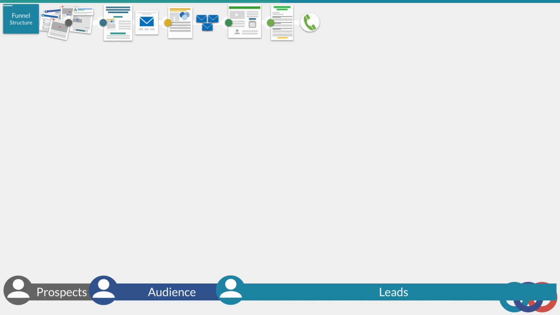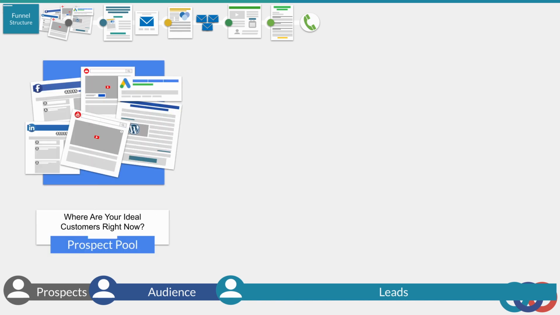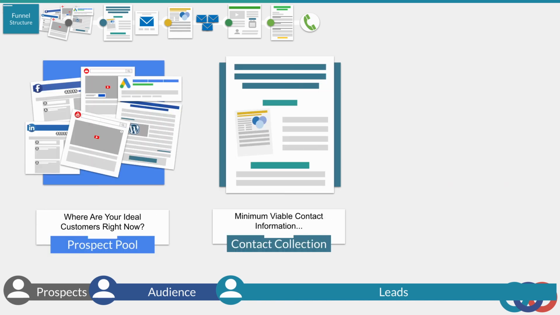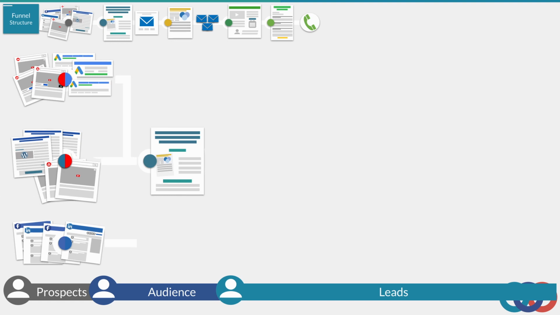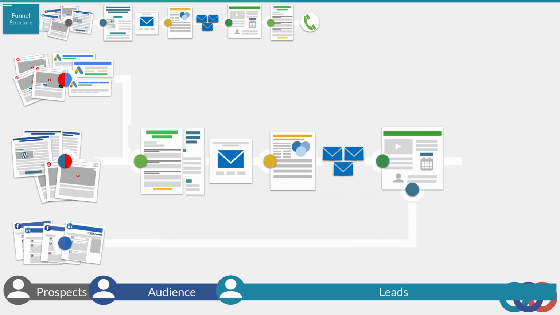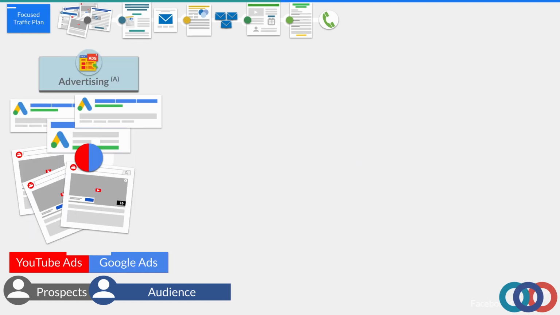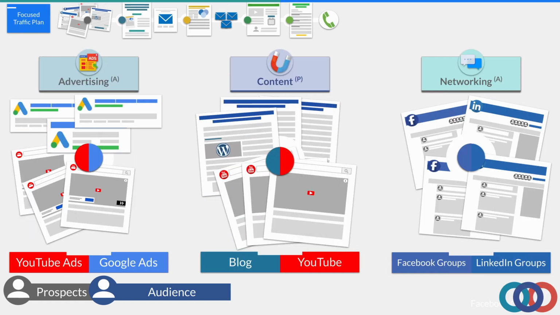Now, the B2B funnel has three big phases: the prospect pool, the contact collection, and magnifying the mess. The first phase in the B2B funnel is the prospect pool. To target your ideal customer and direct them to check out your services, you can use one of three different traffic strategies. You can do paid advertising, go the organic route, or join community groups. You can apply these traffic strategies across 6 different platforms. With each strategy, you do want to make sure that you choose one of those platforms.